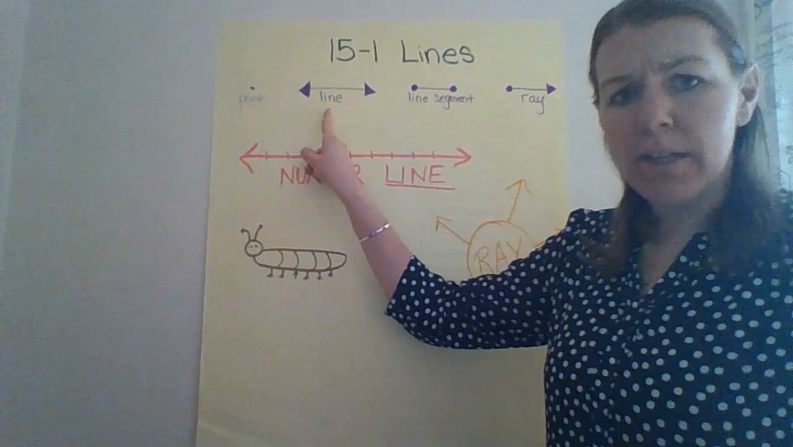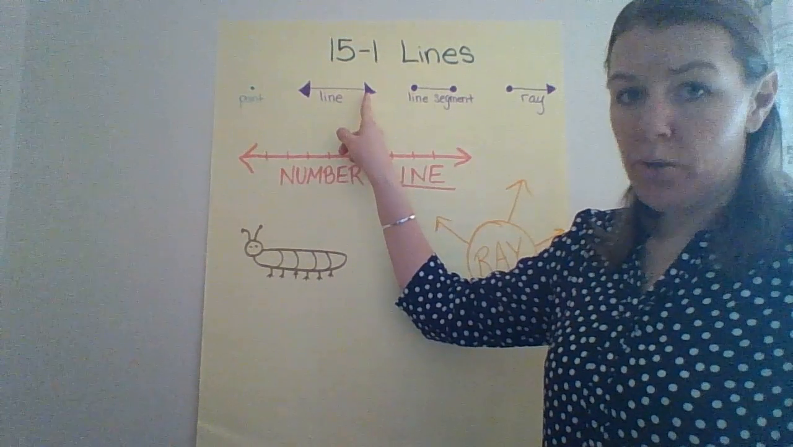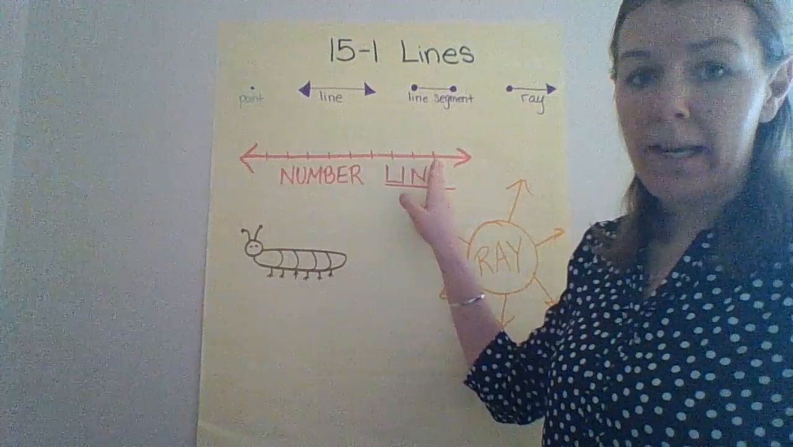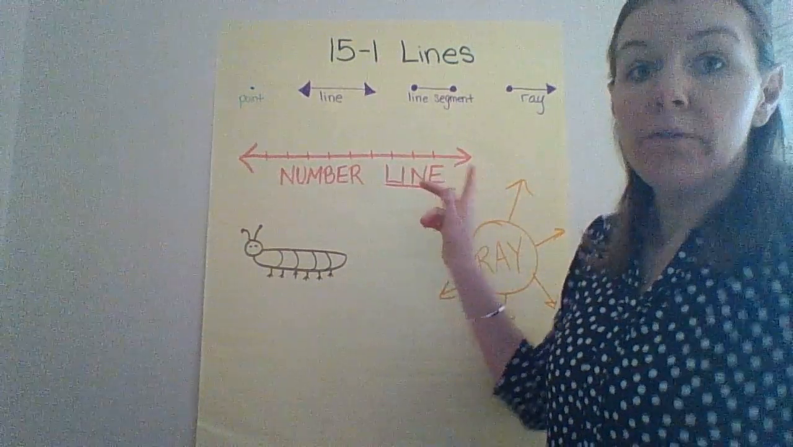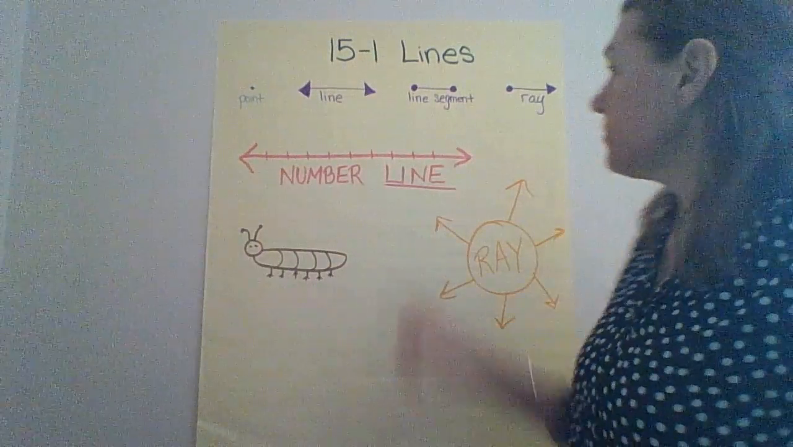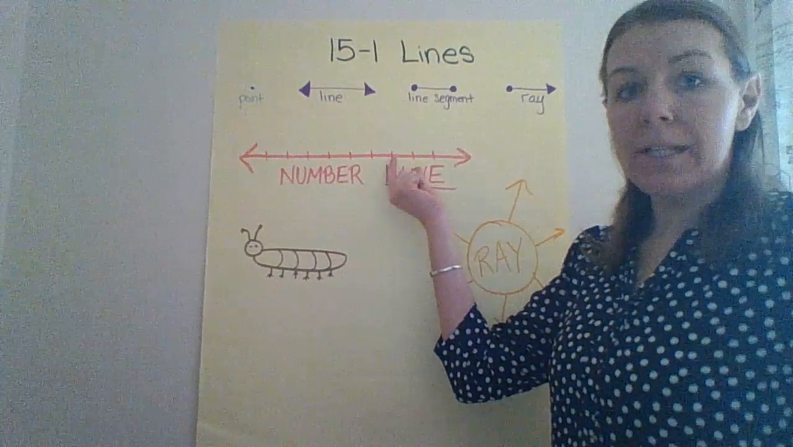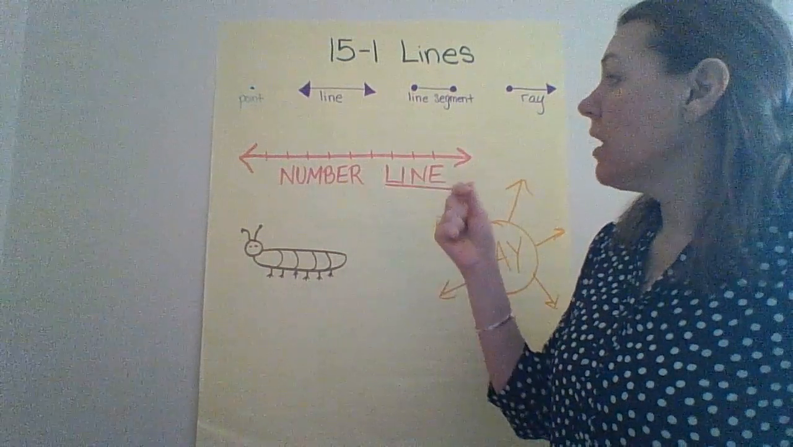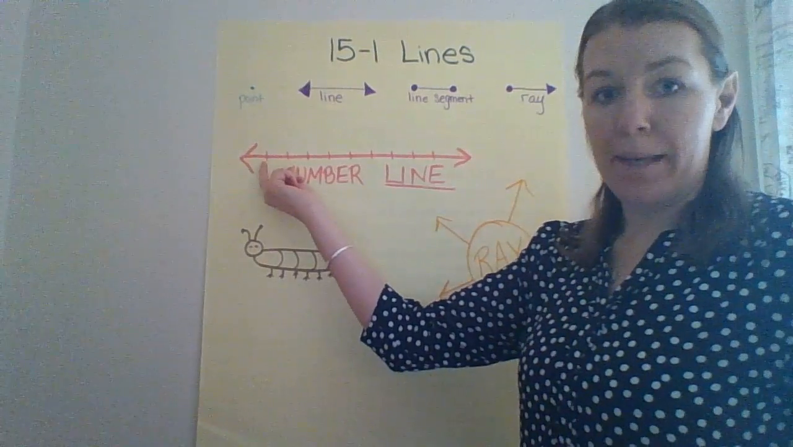A line, I want you to think of a line as like a number line, which goes on and on in both directions. So here we have our number line, and we know it goes on forever. It's infinite. So that's the definition of a line, is that it goes on in both directions forever. A line segment is a piece of a line. So let's say we took a number line and we just looked at number 1 through 2. That would be a line segment.